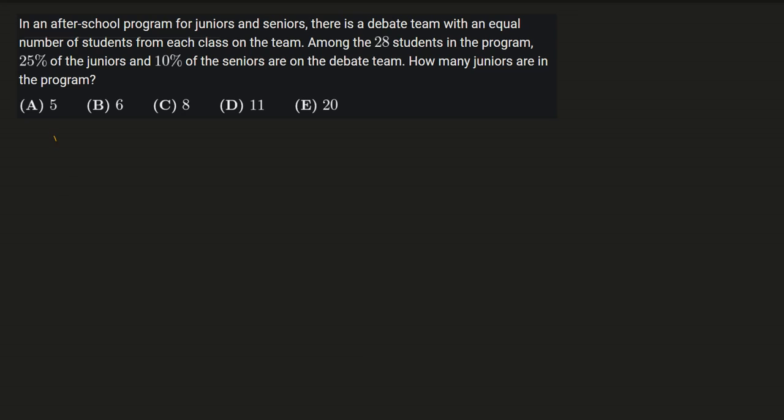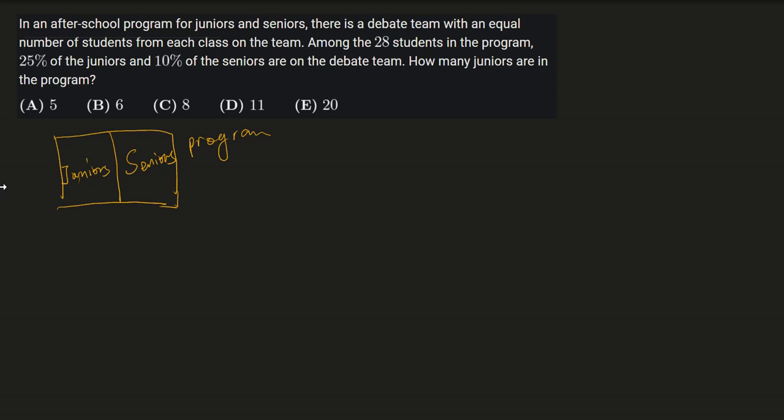So first of all, we know that there is a program, an after-school program. So let's call this a program. And within this program, there are some juniors and some seniors, right? So let's just draw a random line and divide the program in two parts. So some of them are juniors, and some of them are seniors.